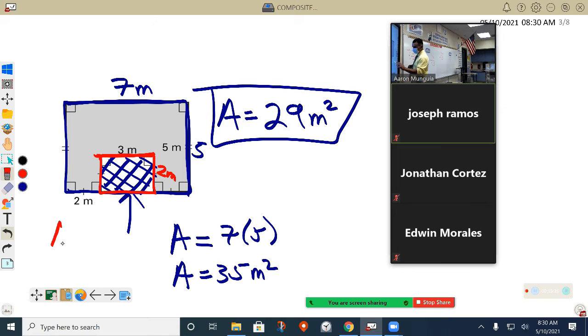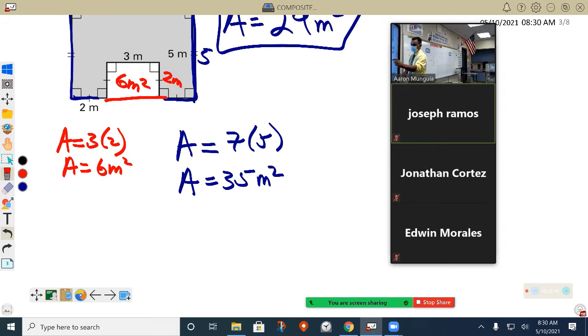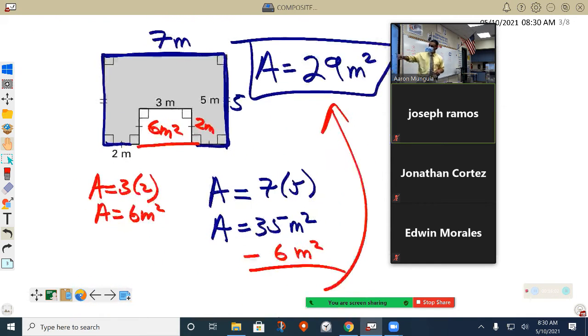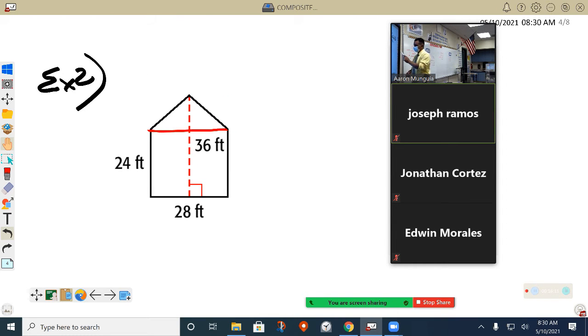So let me find the area of that rectangle. That's 3 times 2. That's 6 square meters. So this empty rectangle, ladies and gentlemen, is 6 square meters. So I'm gonna subtract 6 square meters from the 35. Look at, and lo and behold, I get 29, see? So there's different game plans. All that to say, there's different game plans. You pick the game plan you're most comfortable with. That's example one. Let's try a couple more. Here we go. All right, example two, please. We're gonna find the area again.